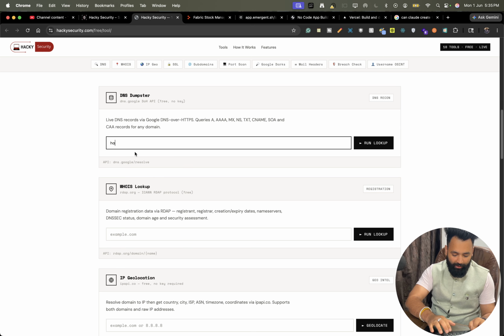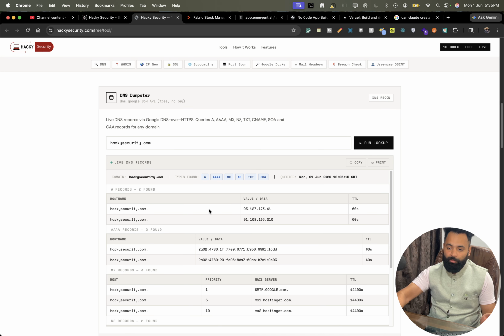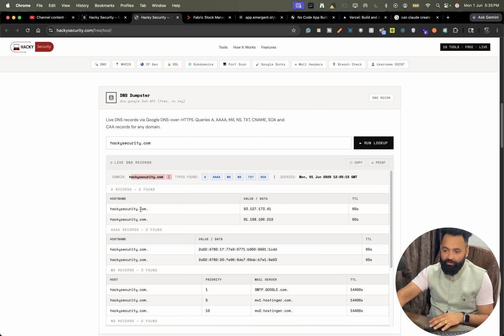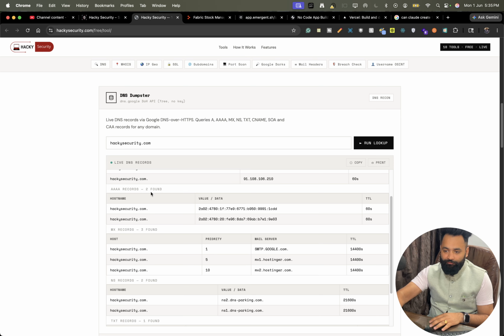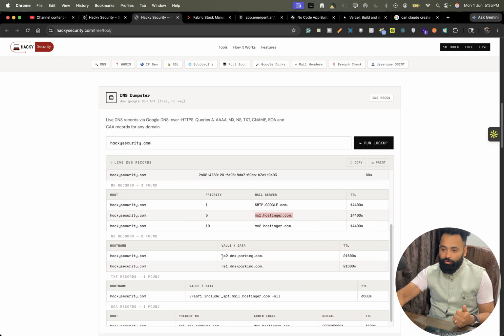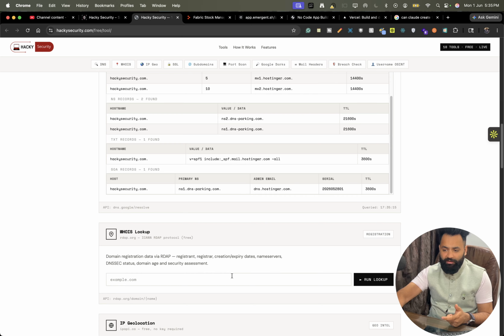So if I enter hackysecurity.com, which is one website, and run a lookup, I will be able to get a lot of information. As you can see, Hacky Security is there. We have a host name, we have values, we have some related values, which is IPv6 over here. Some mail information is there, SMTP information. Oh, mailbox is also there, very nice. Some of your NS1, NS2, which are your name servers, are also there. Some value data is there.